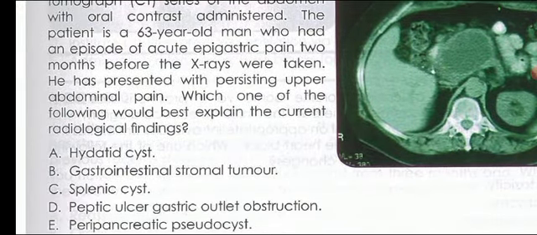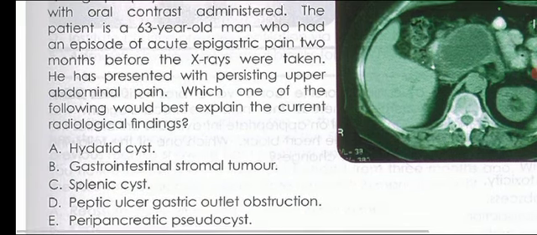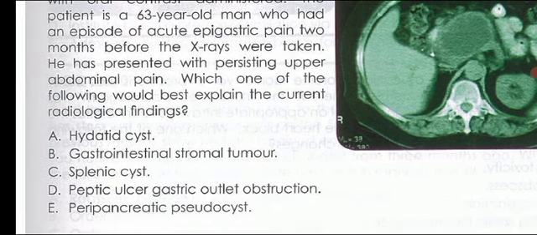So here we have to make a diagnosis from this short history and this CT scan. So options are hydatid cyst, gastrointestinal stromal tumor, splenic cyst, peptic ulcer, gastric outlet obstruction, peripancreatic pseudocyst.